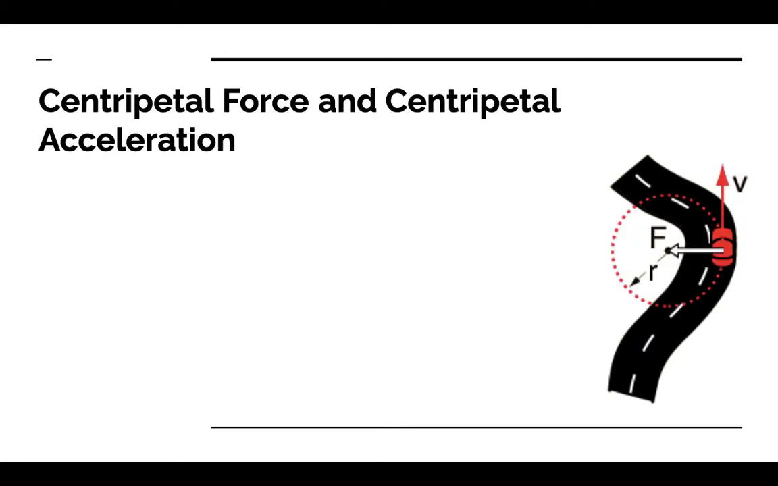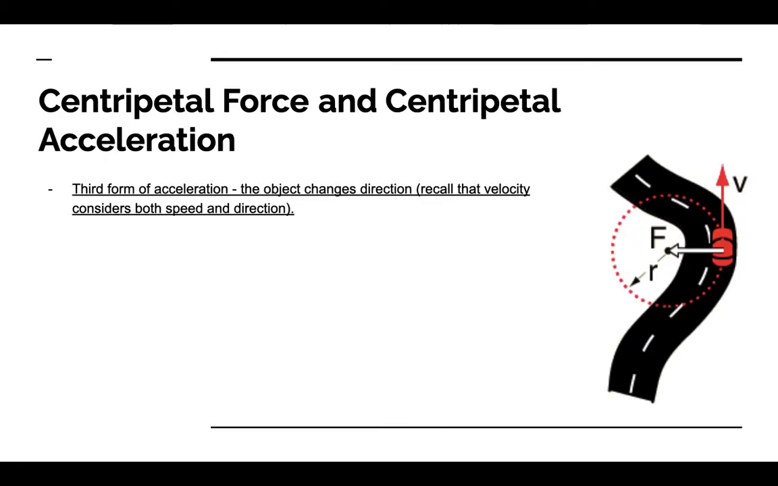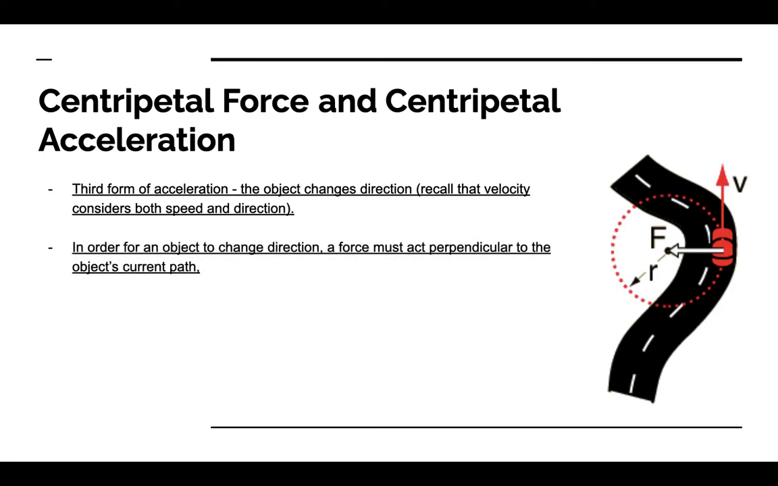So let's take a look at centripetal force and centripetal acceleration, okay? So recall that there's a third form of acceleration, when an object changes direction. Recall that velocity depends on both speed and direction, so we can slow down, speed up, or change direction to accelerate, okay? So in order for an object to change direction, a force must act perpendicular to the object's current path. Just as for an object to speed up requires a force to act in the same direction as the object's motion, and to slow down requires a force to act opposite the direction of the object's motion, in order to change direction, a force must act perpendicular to the object's current path.